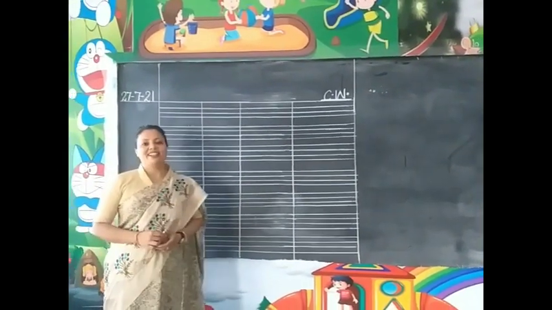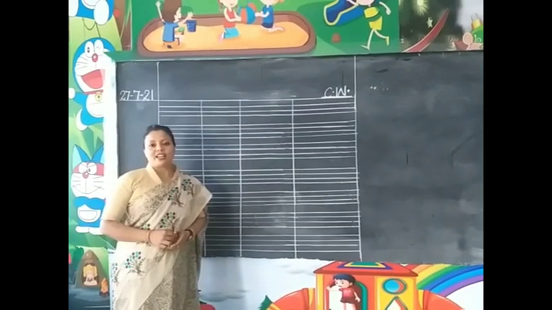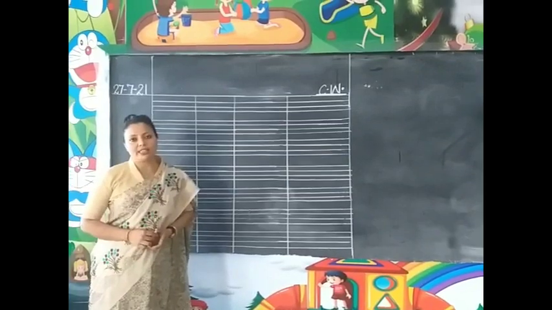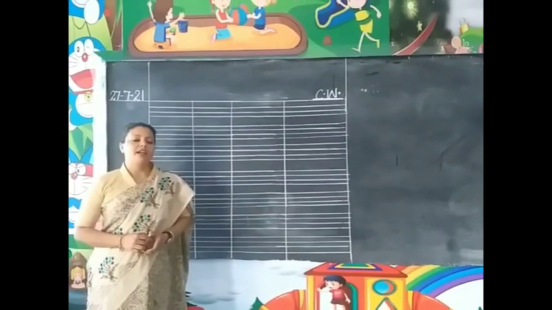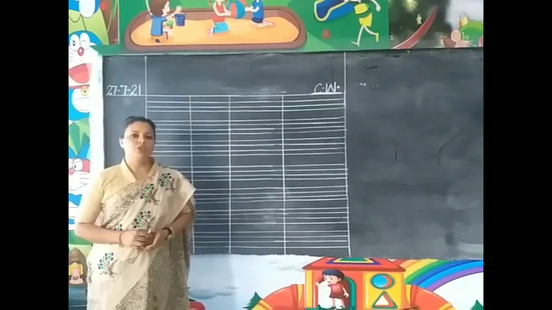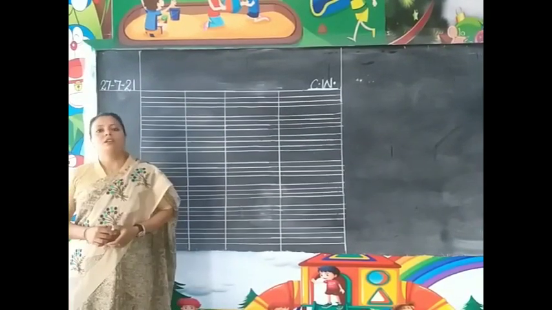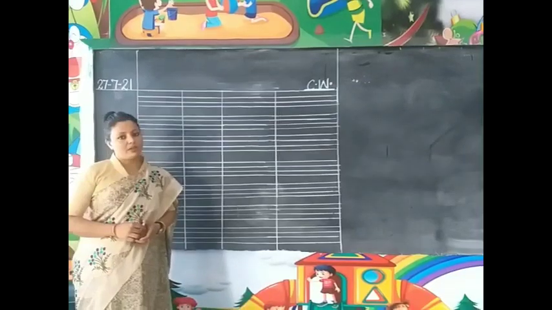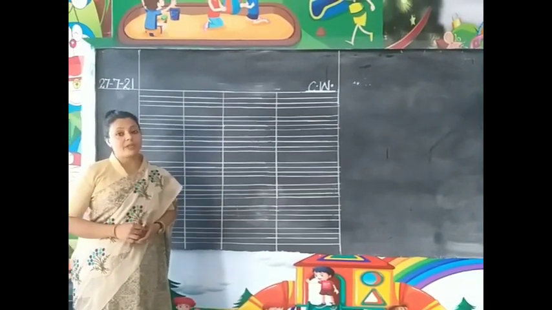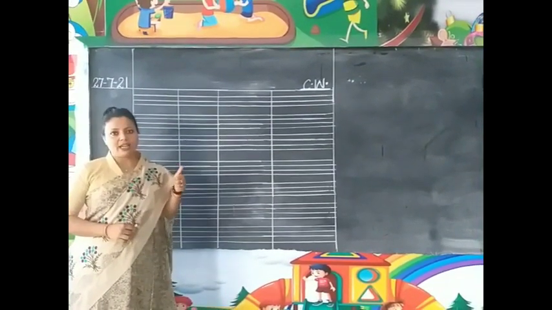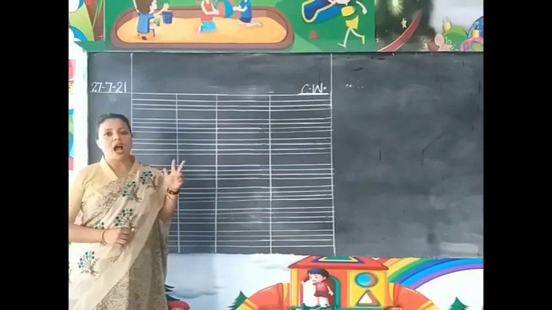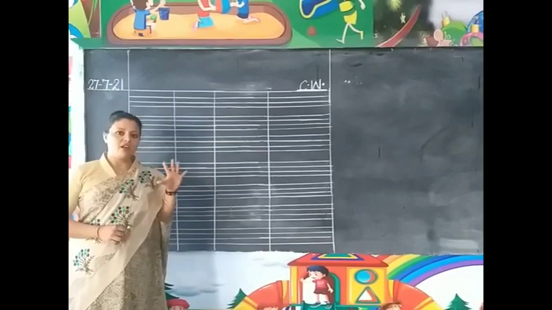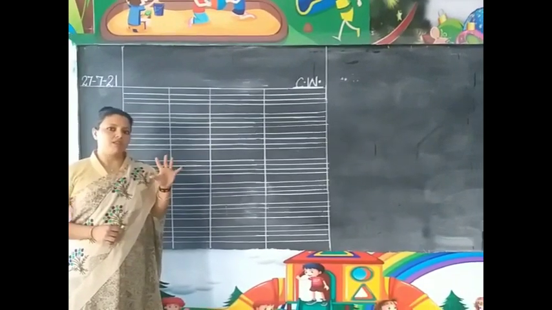Dear children, let's start doing our English work. As you all know, you are learning vowels from A to U, and how many vowels are there? Once we will repeat it, so you can repeat it with me. A, E, I, O, U. There are 5 vowels. Okay.